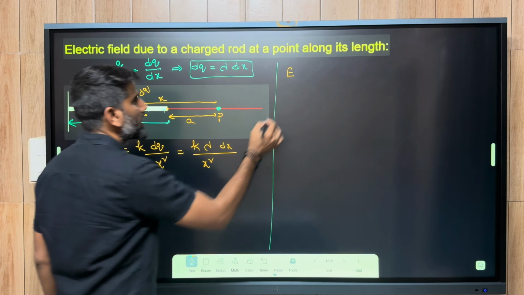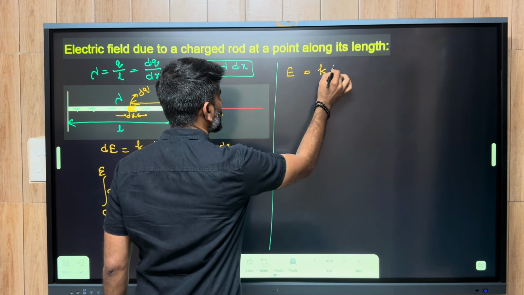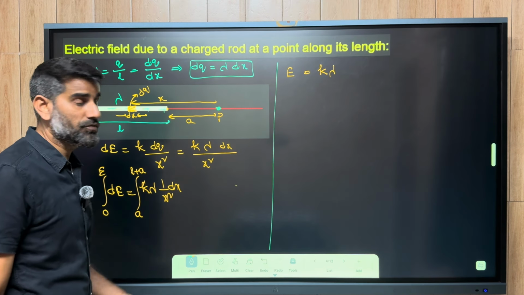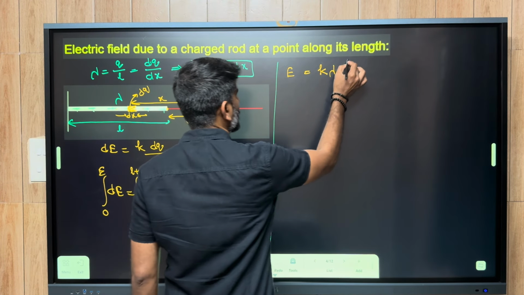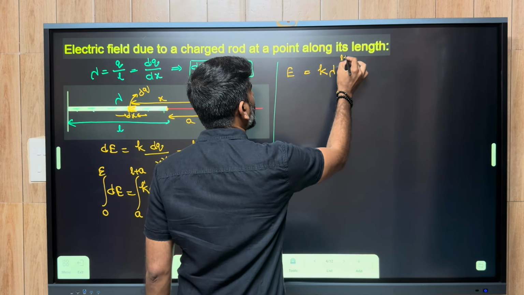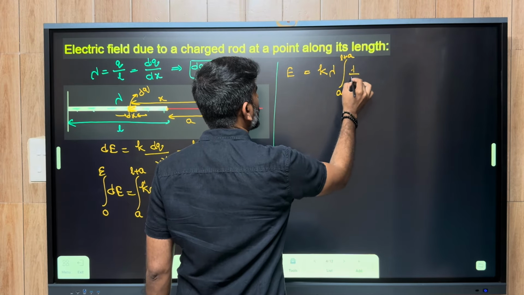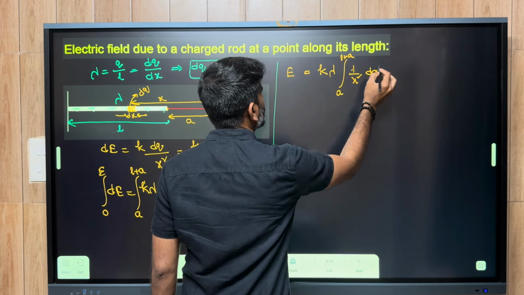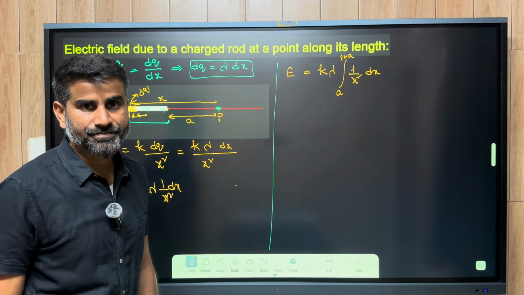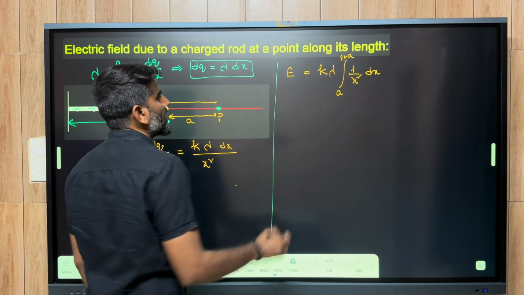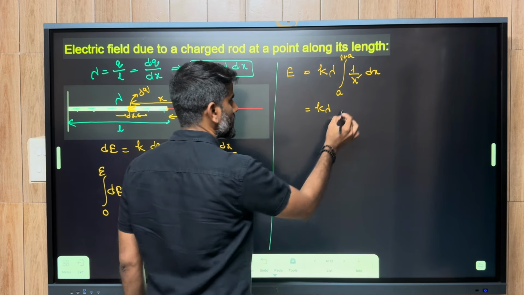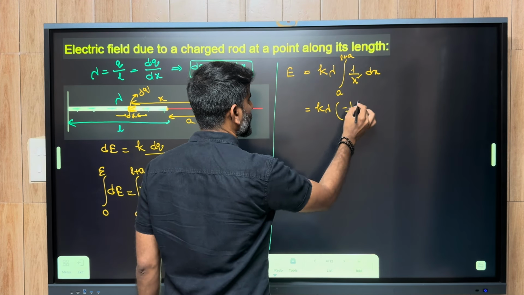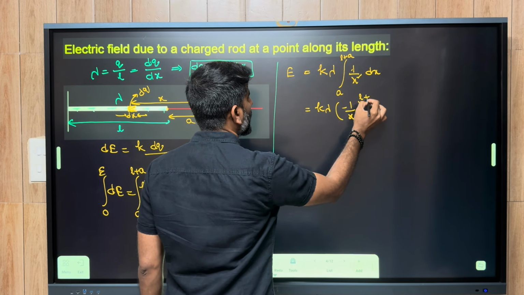Now coming to the next one, k is constant. I'm taking that constant outside. Lambda is also constant, which is uniform. I'm taking that as well outside of the integration. Integral a to l plus a, 1 by x square dx, right? Now k lambda times the integration of 1 by x square will be minus 1 by x, from a to l plus a.